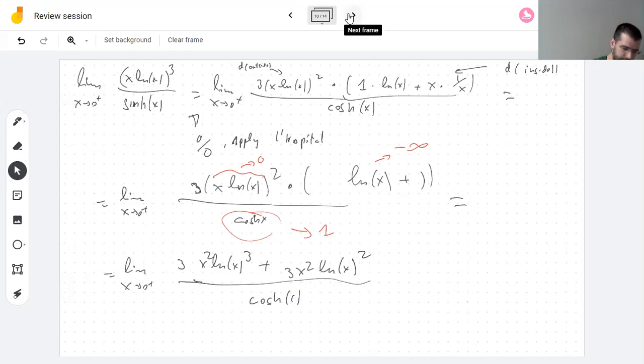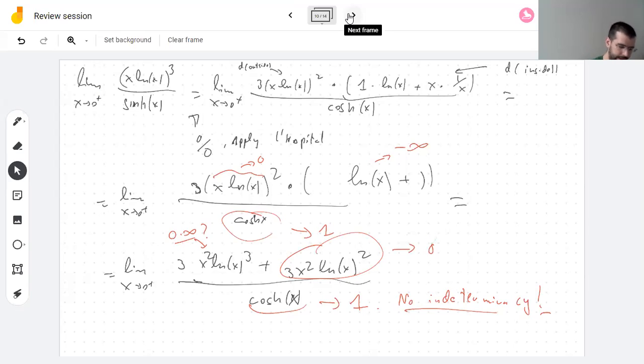And here, I guess I have 0 times infinity, so I don't know what I have, but this approach is one. So there's no indeterminacy there. Anything divided by one is just anything. So I'm going to ignore it for the rest of the time. This approach is zero. So anything, even if the limit does not exist, plus zero divided by one is just itself.